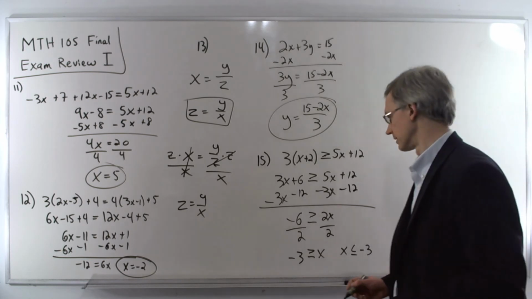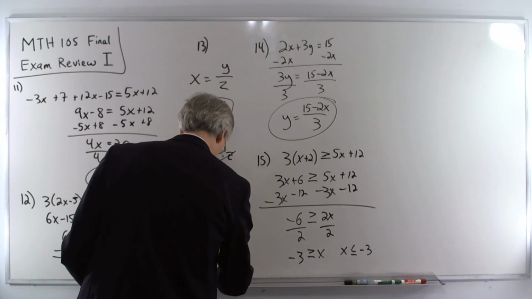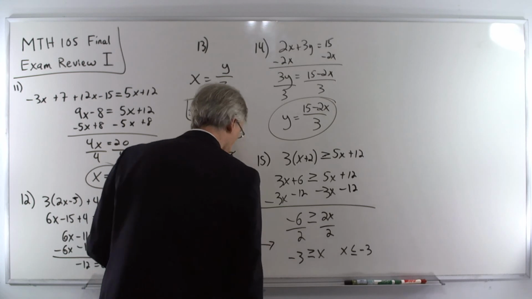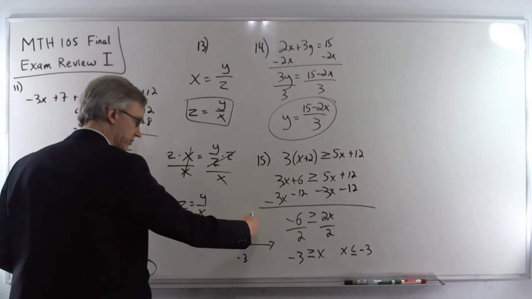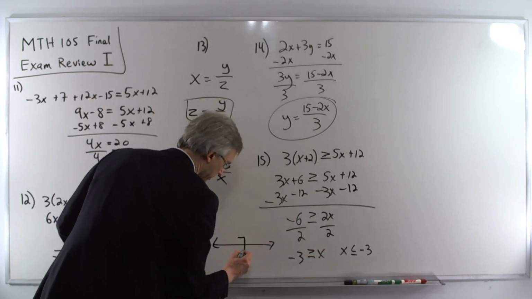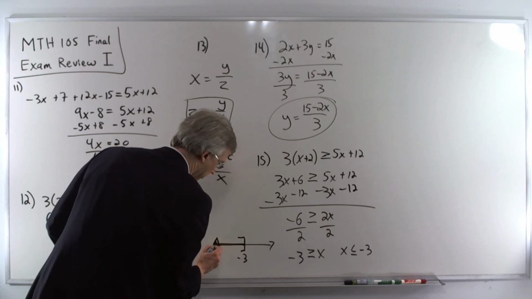Now to graph this thing, well, we need to mark the boundary point there. We're doing less than or equal to -3, so we're going all the way to the left, and it's less than or equal to, so we use a bracket as the symbol there. So there's the graph.